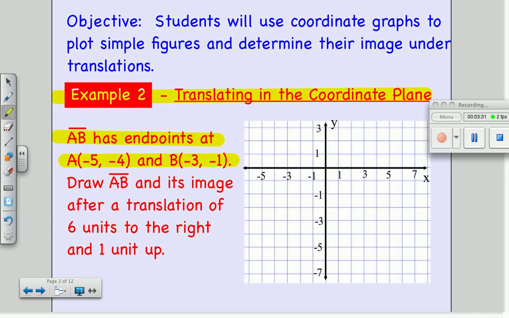You need to make sure that this is easier to do, by the way, if you have graph paper. So if you have graph paper, you might want to take notes on graph paper. So A is at (-5, -4). So -5, and then down to -4 would be right here. So this is point A. And B is at (-3, -1). So over to the left to -3 and down -1, which is here.